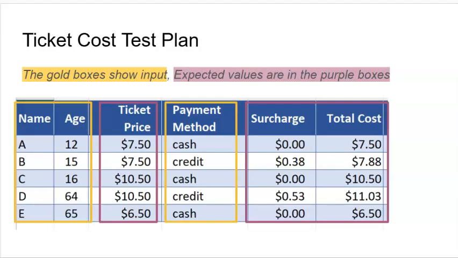As always, before we code anything, we need a test plan. In this case, I made the test plan in Excel and have screenshotted and put it into my documentation. I've got very simple names, ages on the boundaries for my child, my adult, and my senior citizen, and a variety of payment methods so that I can check that the surcharge is working correctly.